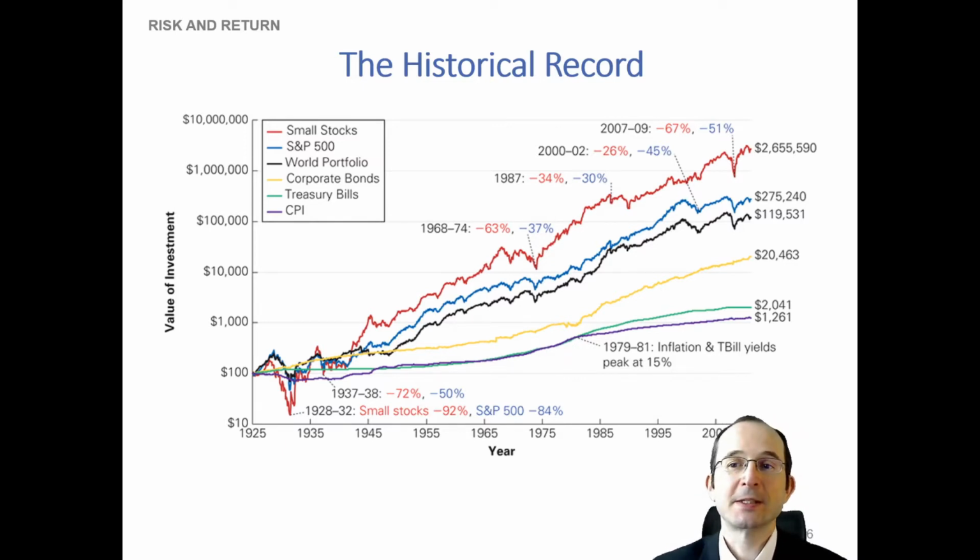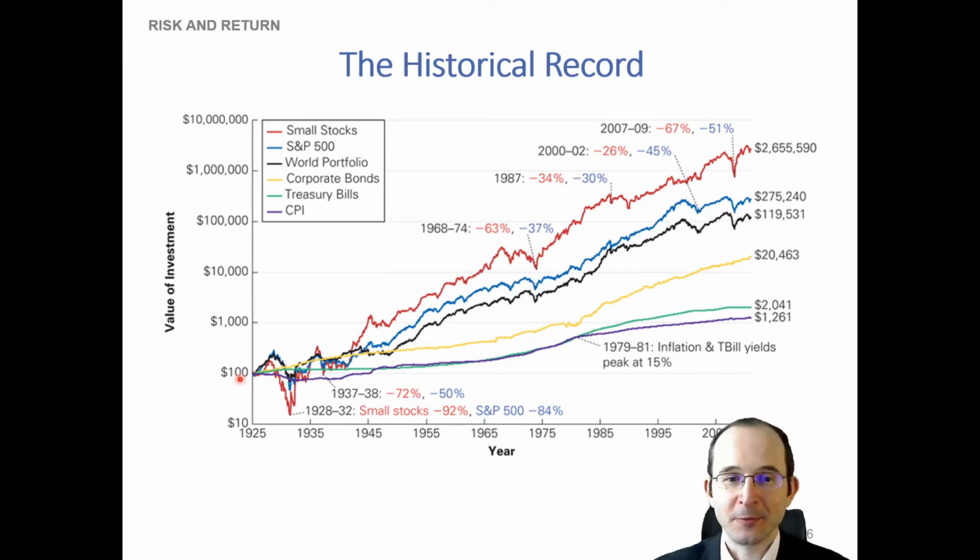So let's look at the records since 1925, which is about when we have complete good data for the US market and world markets as time develops. And consider what would happen if you had invested $100 at the start of this record into one of a few asset classes. So we'll track the performance of small stocks in red, the S&P 500, which is of course large cap stocks, in blue, a world portfolio combining all stocks in black, corporate bonds in yellow, treasury bills in green, and inflation as measured by the consumer price index to sort of measure just how much of any return has simply been due to the appreciation of money.